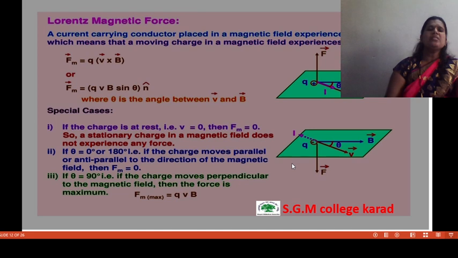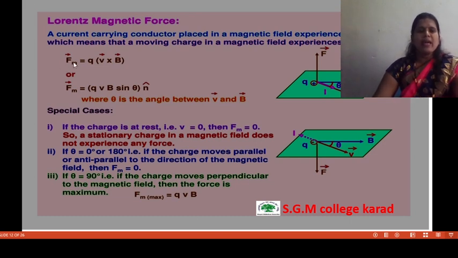Now we will see the Lorentz force in a magnetic field. Here we have to take the charge, velocity and magnetic field. When a moving charge is placed in a magnetic field, it experiences a force. That force is known as the magnetic force. Fm is equal to q vector v cross vector B. Q means charge, v means velocity, B means magnetic field.